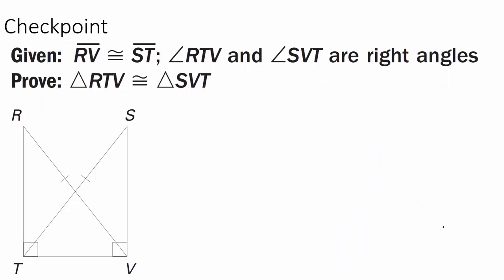All right, checkpoint problem number 2 is yours. You are given that line segment RV is congruent to line segment ST. You're also given that angle RTV and angle SVT are right angles. You need to prove that triangle RTV is congruent to triangle SVT.